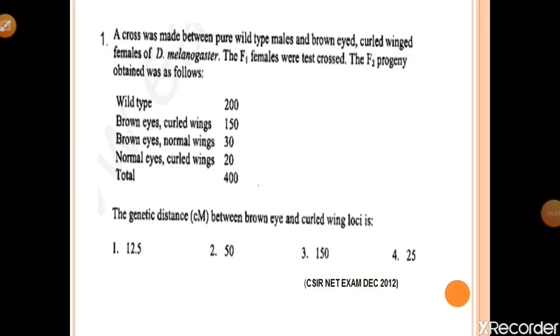First question was asked in CSIR NET exam December 2012. A cross was made between pure wild-type males and brown-eyed curl-winged females of Drosophila melanogaster. The F1 females were test crossed and F2 progeny are given here. Now we have to find out the distance between brown-eyed curl-wing.